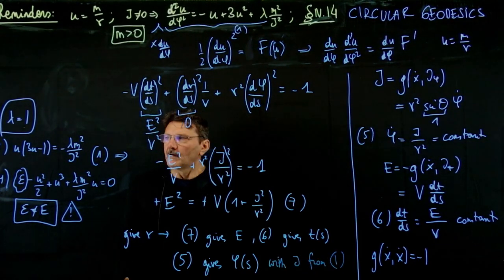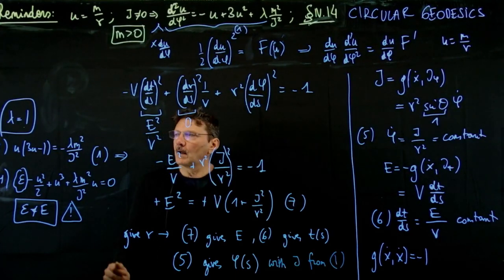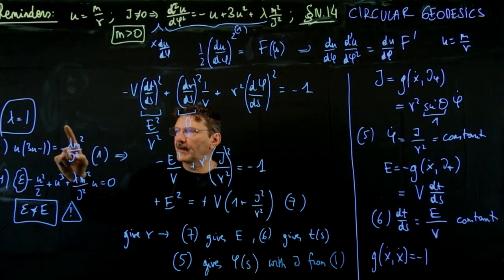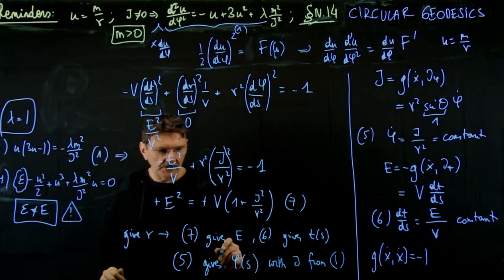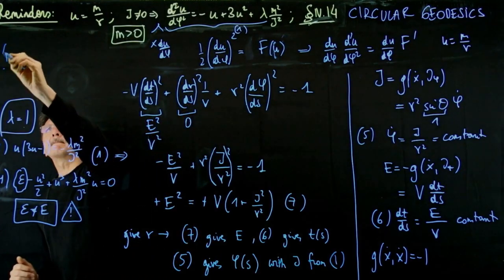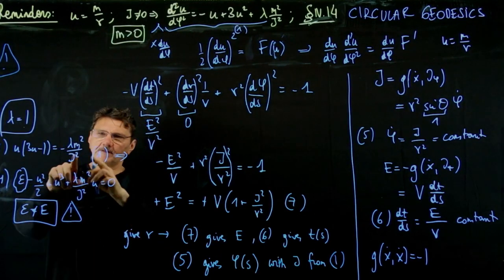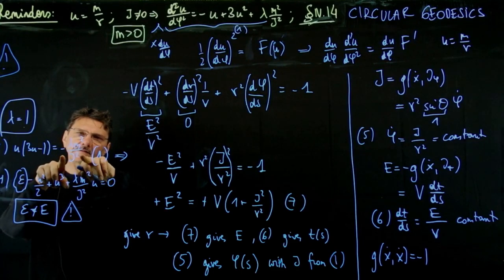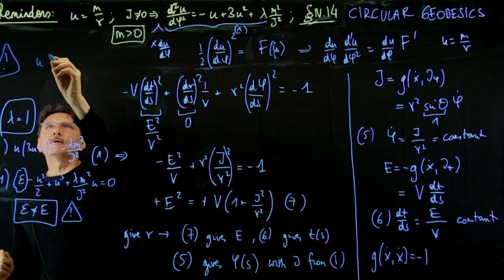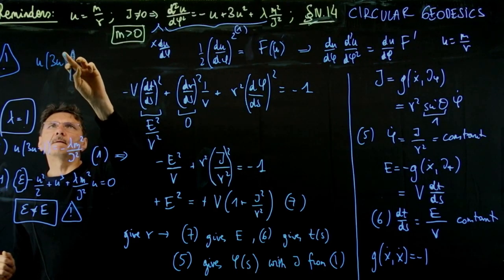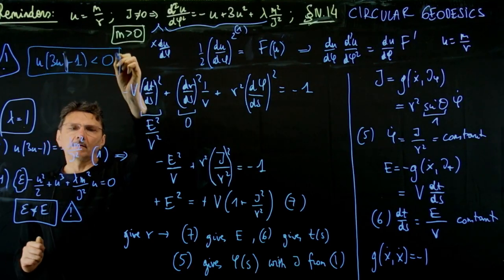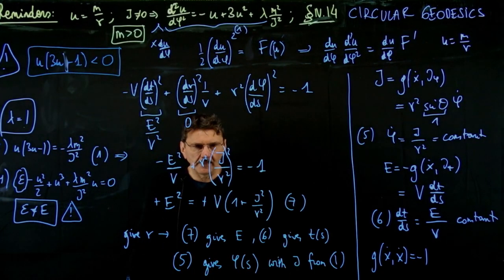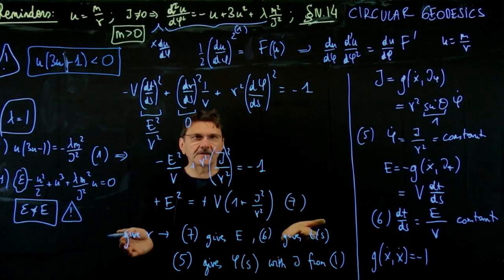Okay. So in principle, this should work, but there should be a constraint because this has a sign, right? So you need, since the right-hand side is negative, you need 3u minus 1 is negative. Okay. So that's the only condition, and everything will be fulfilled, right?